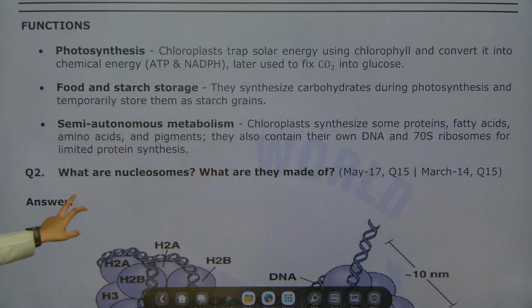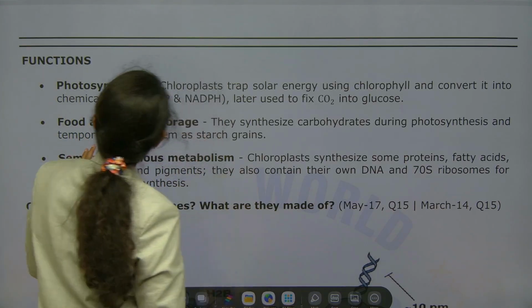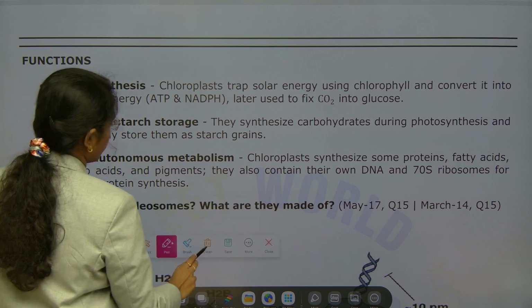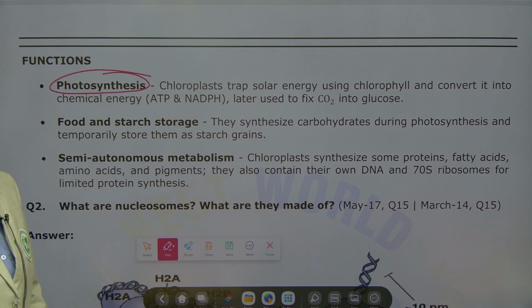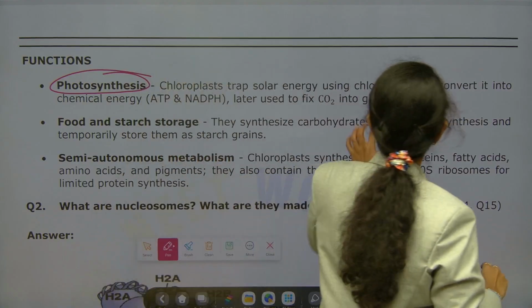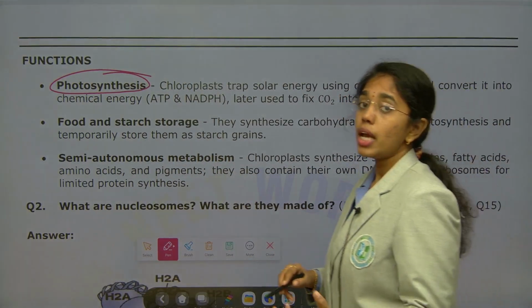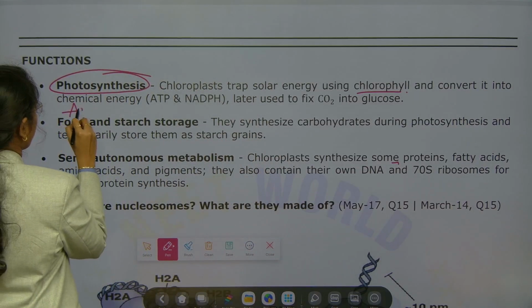Now we will highlight the functions of the chloroplast, which is very important. What is the function of the chloroplast? First, photosynthesis. Chloroplast will trap solar energy. Solar energy is trapped using chlorophyll and they will convert it into chemical energy. Chemical energy here is also addressed as assimilatory power.